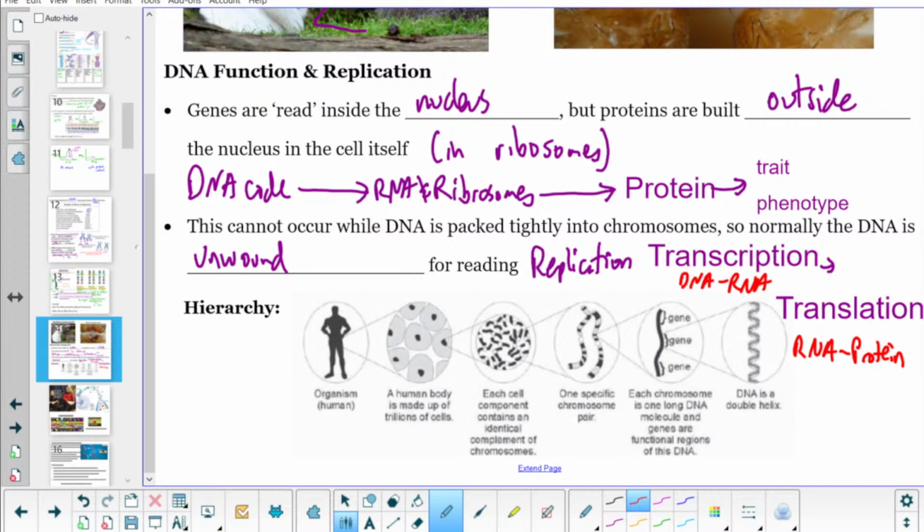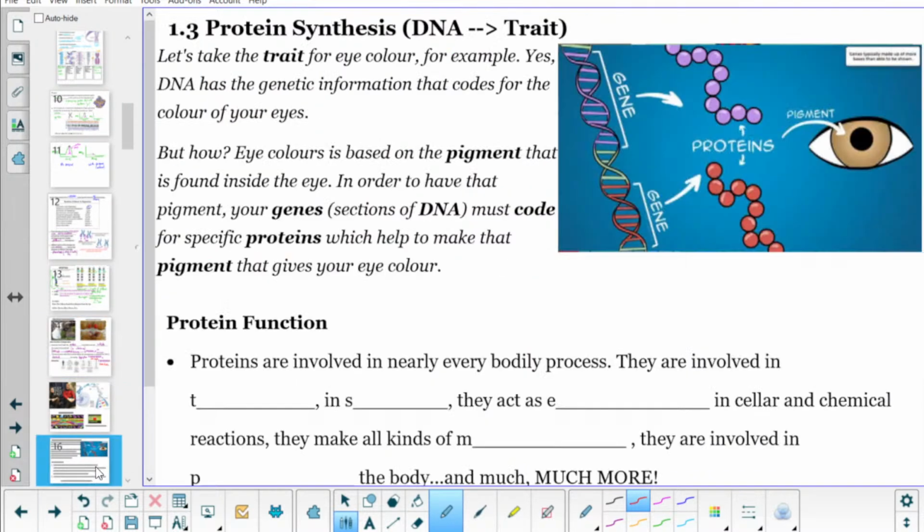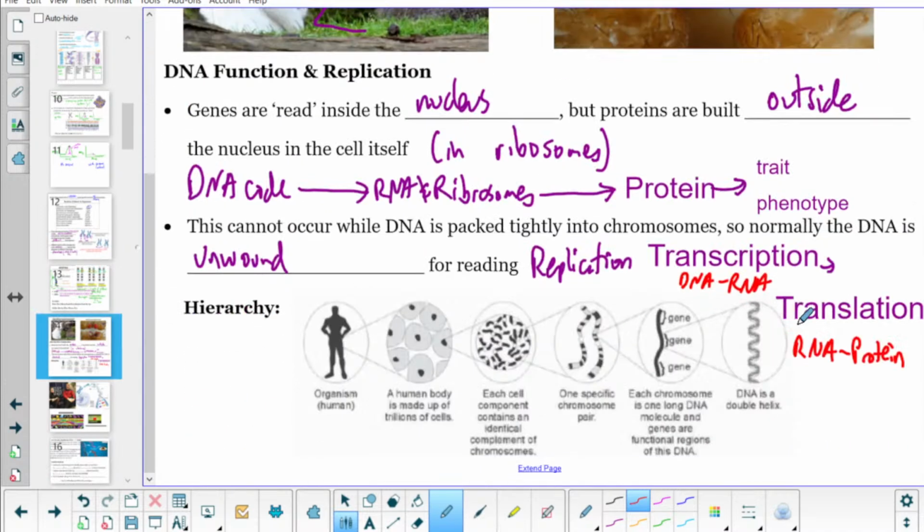Now, next day, we're going to do a little bit more of that protein synthesis. So, translation. We're not going to do a lot on this. This is known as the central dogma of DNA, transcription and translation. Replication is just mitosis. It's DNA to DNA. And I mention that mostly for completeness.